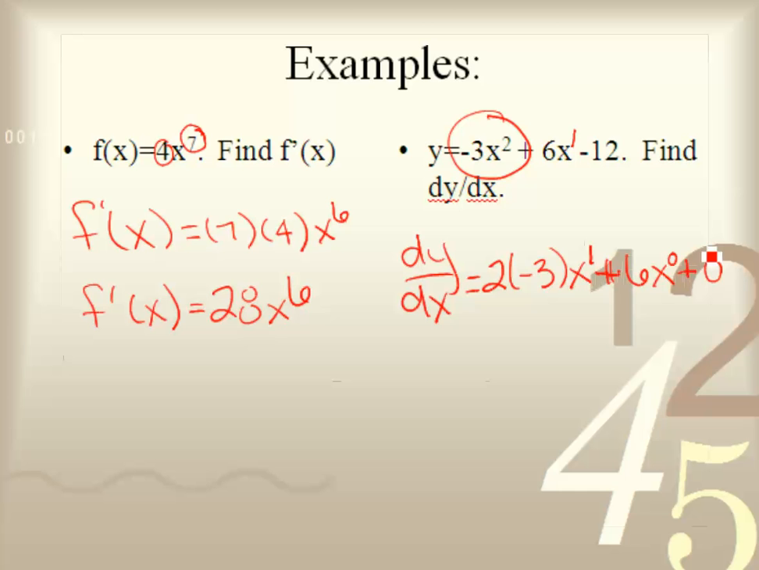Right now that looks kind of messy, and that's not how we would want to leave it. dy dx is going to be equal to negative 6x plus 6 times x to the 0, which is just 6. So when you're taking the derivative of a constant, that term will cancel out. The derivative of x to the 1st power is going to become a constant. The derivative of x to the 2nd will become just an x term. You'll notice all of them drop an exponent.